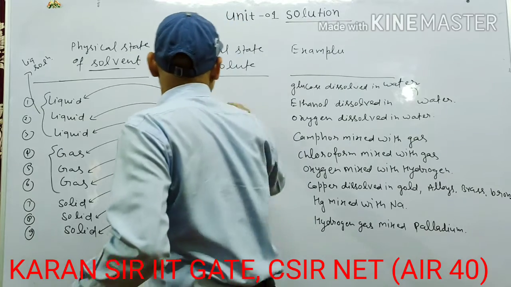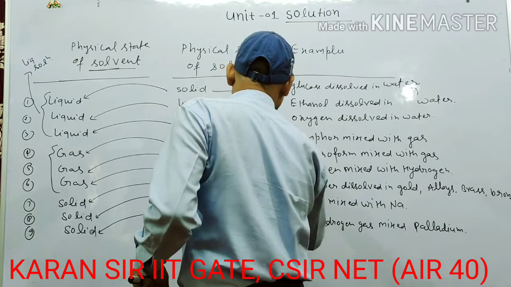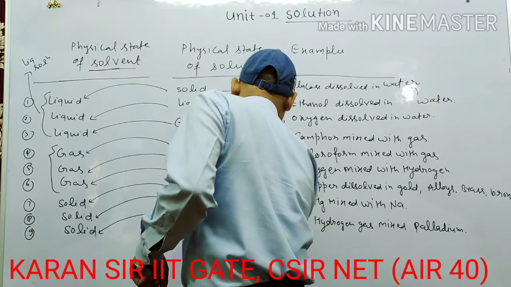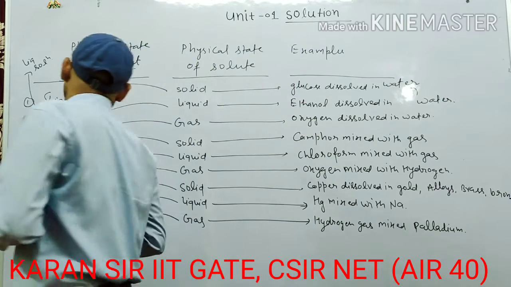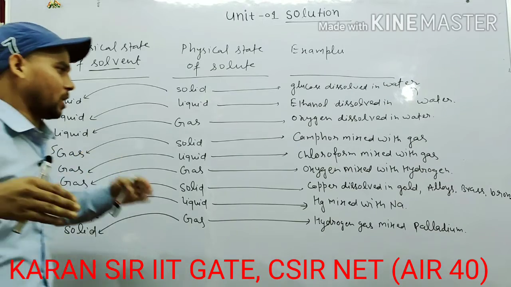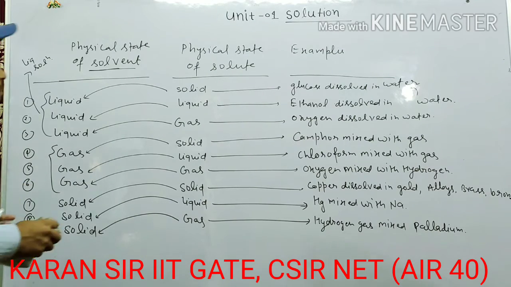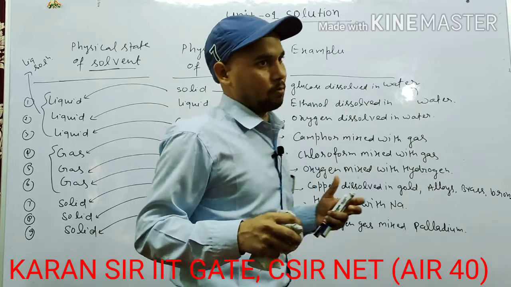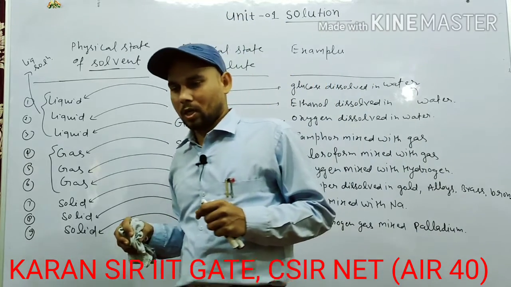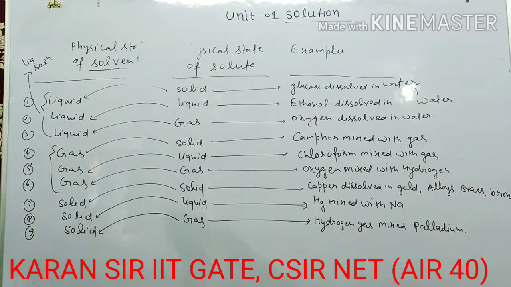So this is the complete description about the types of solution and their examples. I hope that you completely understand this topic. Okay, so this is the basic starting of the solution. Now we are going to start some important topics. Generally they are asked in the examination, numerical based problems on this chapter solution. And when the solvent is solid, it is known as the solid solutions.